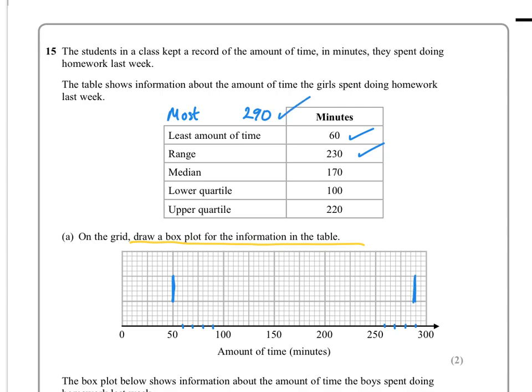So that's done. The median is at 170. So there it is, the median, which is the second quartile. The lower quartile is the first quartile, or the first 25%, which is here. And the upper quartile is the third quartile. So we have the first quartile, the second quartile, which is the median, the third quartile, which is the upper quartile, which is 220.